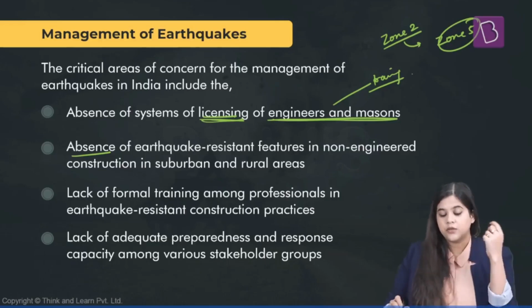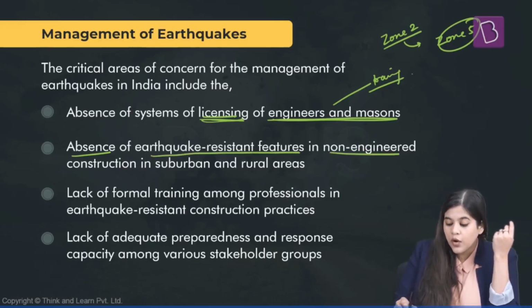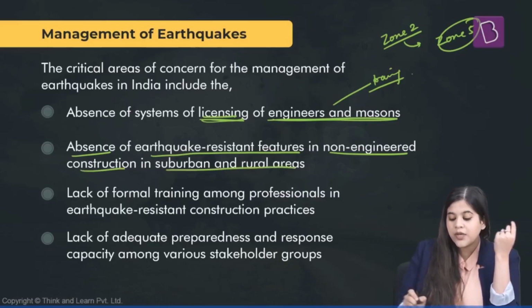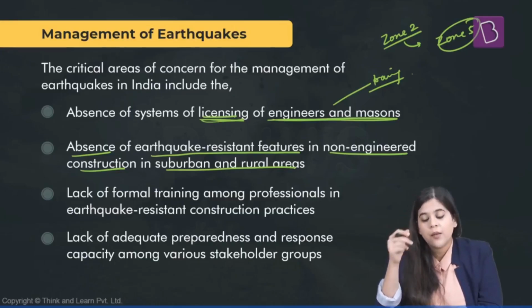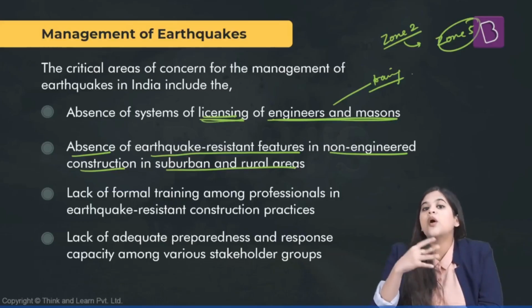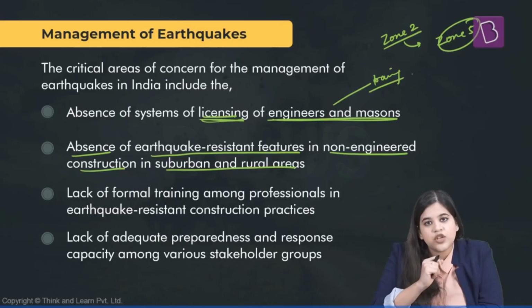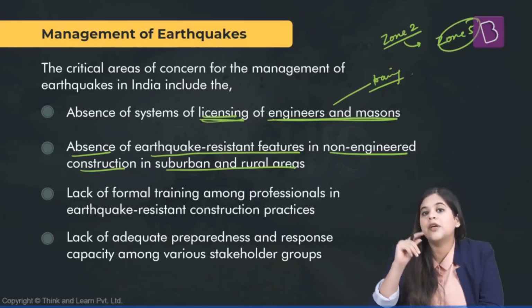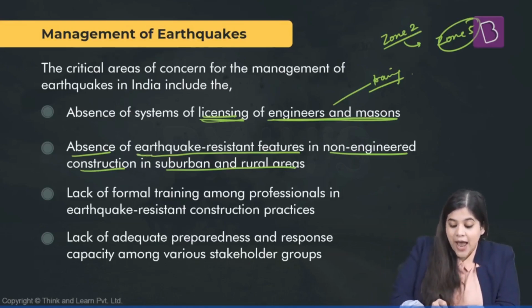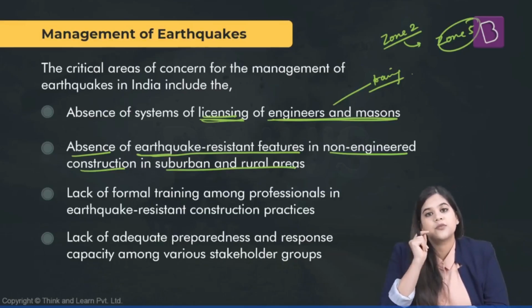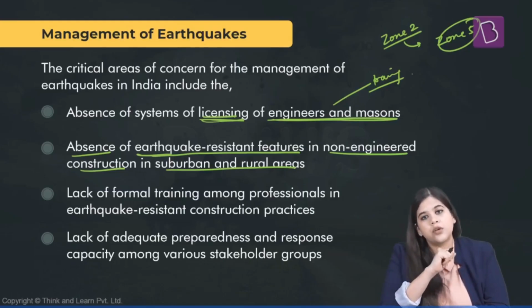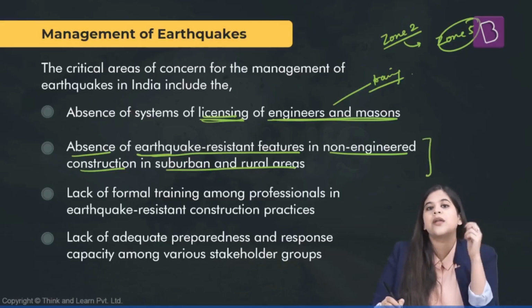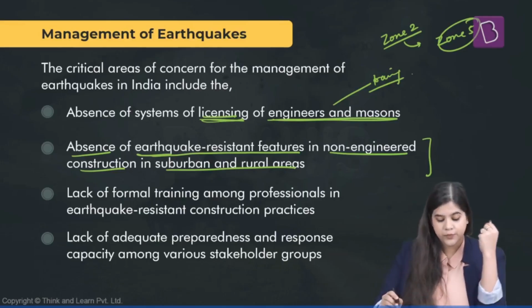There is also an absence of earthquake resistant features in non-engineered construction in suburban and rural areas. Now, not all buildings are built by engineers. Many buildings are built by people who have not gone through any formal education. So these non-engineered buildings are not strictly following any codes. So there is an absence of earthquake resistant features in such buildings, which are mostly found in the suburban areas or in the rural areas, making them susceptible when it comes to disasters like earthquakes.